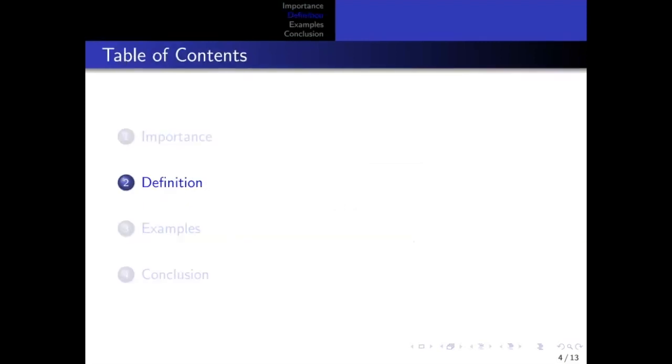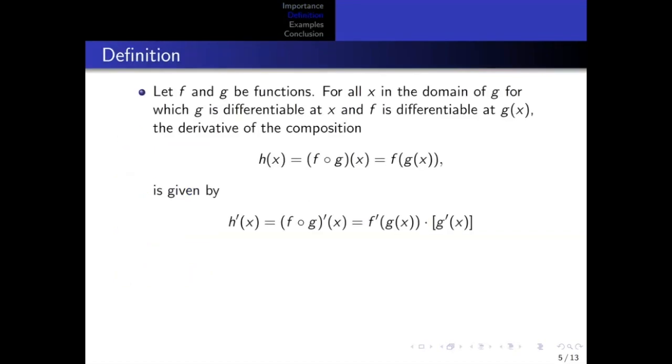We will begin by looking at some definitions of what the chain rule is. Our first definition tells us, let f and g be functions for all x in the domain of g, for which g is differentiable at x and f is differentiable at g of x. The derivative of the composition h of x equals f composed of g of x, which is otherwise denoted as f of g of x, can be given by h prime of x equals f composed of g prime of x, which equals f prime of g of x times g prime of x.